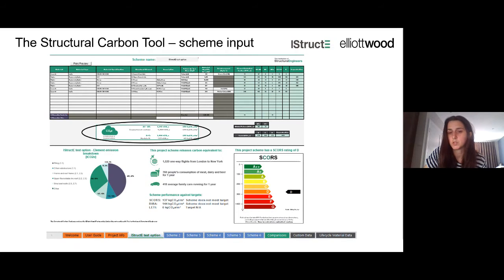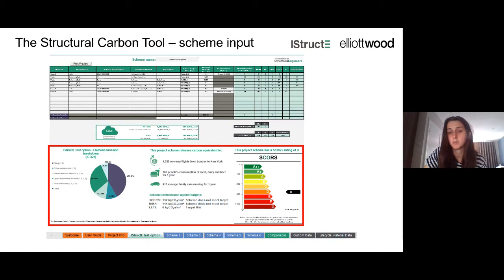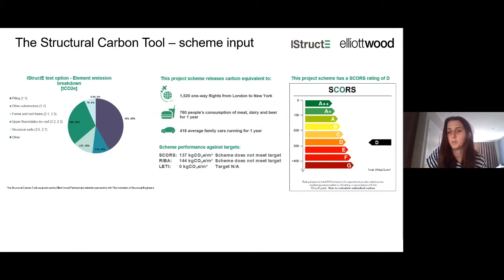The box in the middle summarises the total embodied carbon by upfront carbon and whole life carbon with sequestration and module D reported separately. So that's just a summary table. It also gives you figures of kilograms of carbon per square metre. And then the bottom half of the page provides summary charts and information for that scheme. This can be copied and pasted into reports or emails. The pie chart gives you a breakdown by structural element, so you can hone in on areas of the building that may need to be refined.